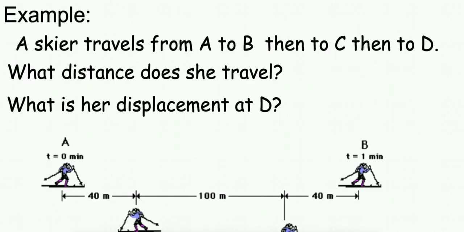All right. So moving on, we have an example here. A skier goes from A to B, then C to D. What distance does she travel? What's her displacement at D?